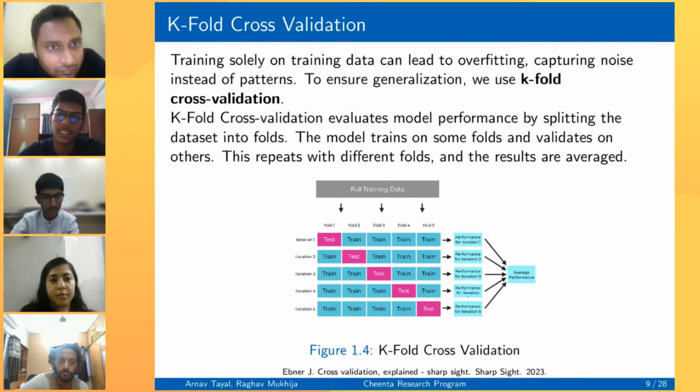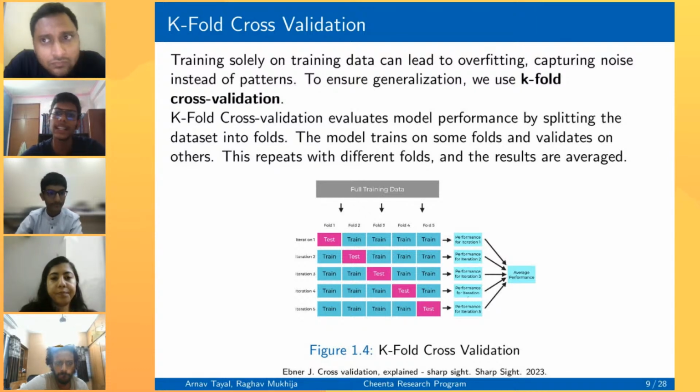K-fold cross validation. To keep overfitting in check, we use k-fold cross-validation. What we do is take the data and divide it into k equal parts, then the model is trained on k minus 1 folds and then tested on the remaining one. This process is repeated k times with each fold once being used as the test set. To combine the findings, we average out the results. So next slide.